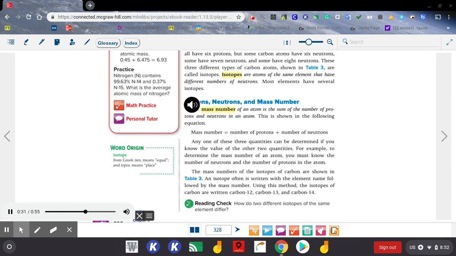The mass numbers of the isotopes of carbon are shown in Table 3. An isotope often is written with the element name followed by the mass number. Using this method, the isotopes of carbon are written carbon 12, carbon 13, and carbon 14. Reading check. How do two different isotopes of the same element differ?